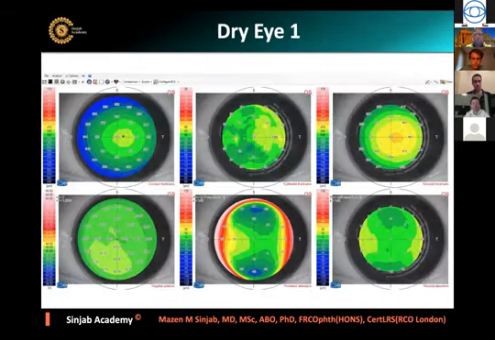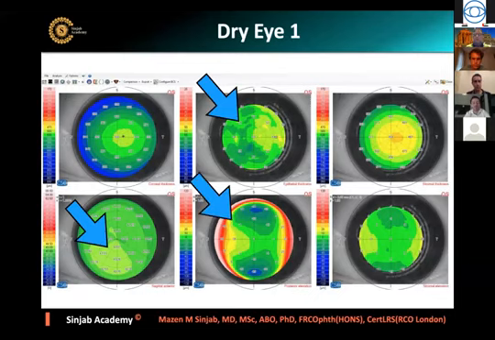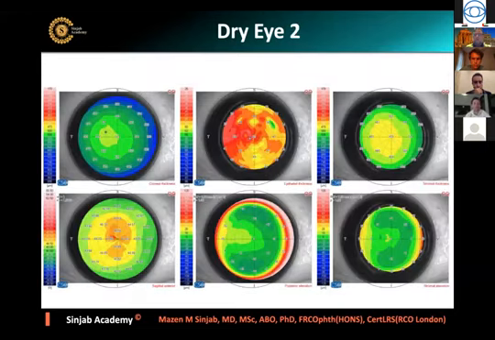This is a case of dry eye. We have an inferior hotspot, as you see, but it is a false hotspot because there is thickening in the epithelium corresponding to this hotspot because of the dry eye, and the posterior elevation shows nothing. And even the stroma elevation doesn't show any inferior superior asymmetry.